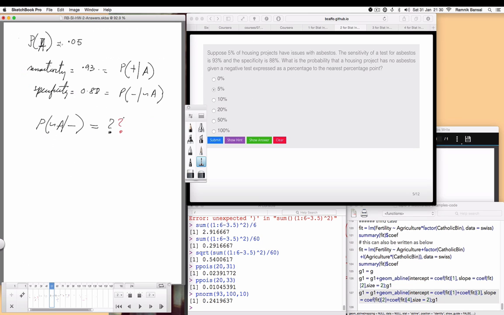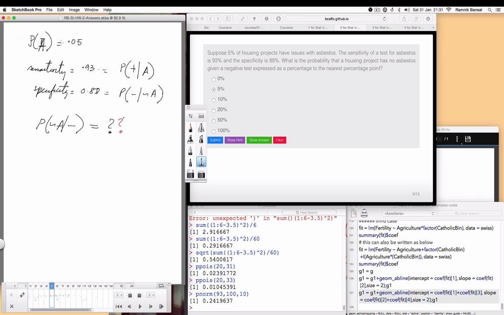Okay, so let's say A is some event, which in this case is an issue with asbestos, right? So the probability of A happening is 0.05. Sensitivity means the probability of the test showing positive, given that the condition is present. Let's look at it from the case of HIV, right? Overall in the population, 5% of the people can have the disease. Given that the person has the disease, what are the chances that the test will show up as positive? That is 93%. Similarly, specificity is the reverse of that. Given that somebody does not have the disease, what are the chances that the test will show up as negative? So that is 88%, right?